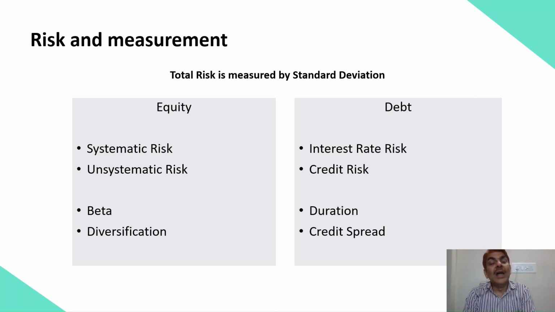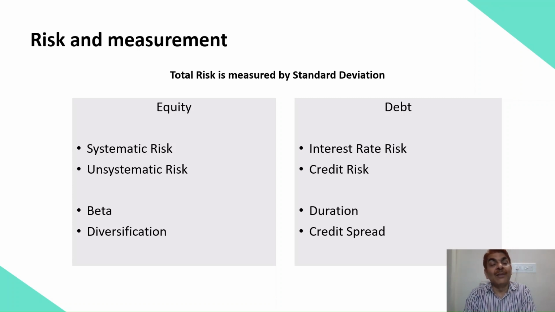less than 1. I give you an assignment: look into the fact sheet of different mutual funds, and then calibrate and classify the different schemes based upon beta less than 1, equal to 1, and more than 1. And then you will actually understand what beta stands for, what systematic risk stands for.